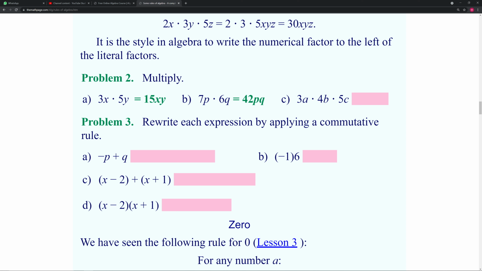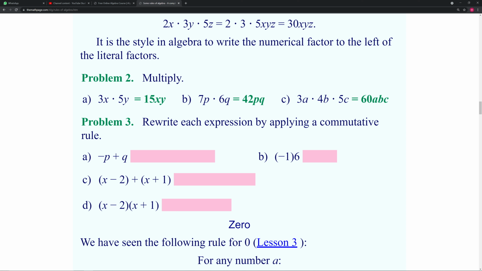Let's do 3a multiplied by 4b multiplied by 5c. Now let's do the numbers first. So I'm going to go 4 times 5, which is 20. And then I'm going to do 20 times 3, which is 60. And we're left with a, b, c. Or you could do 3 times 4, which is 12. And 12 times 5, which is 60. And then we could have a, b, c. We could also have c, a, b. But it's more common notation to order the literal variables in alphabetical order. So we have 60abc.